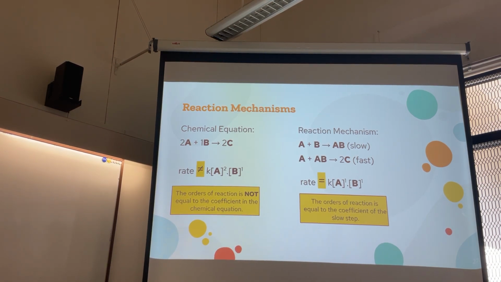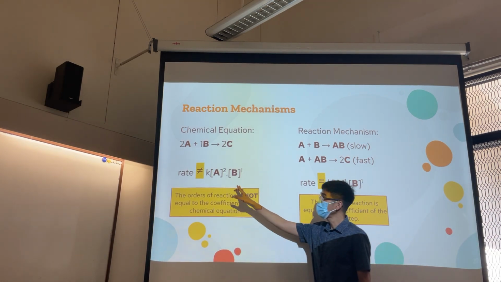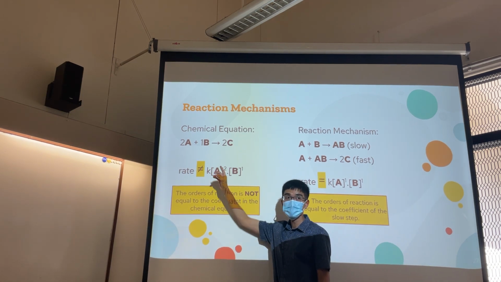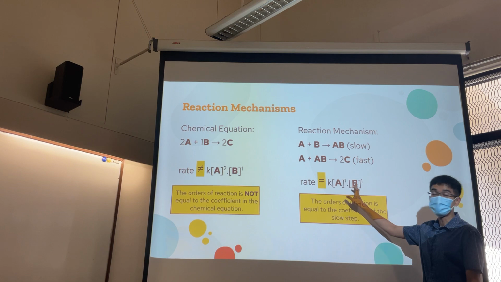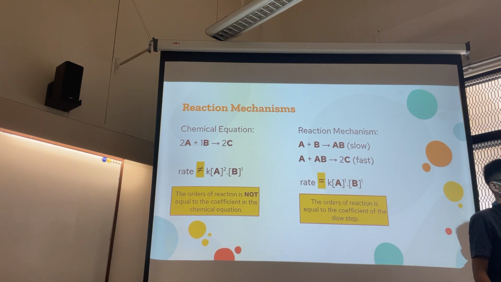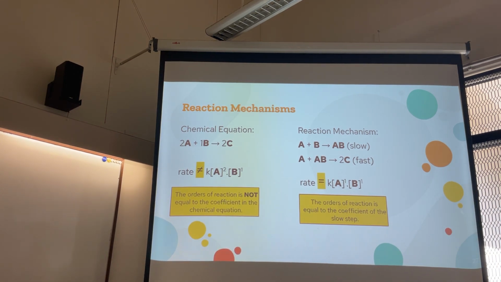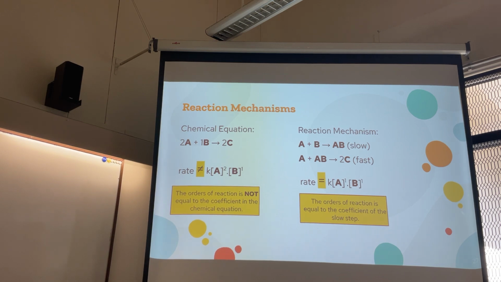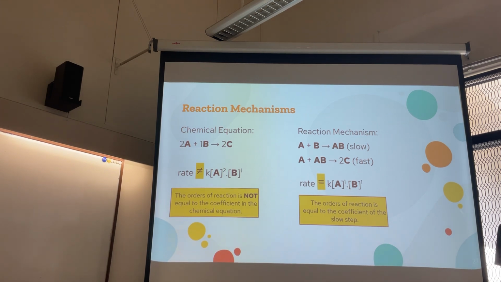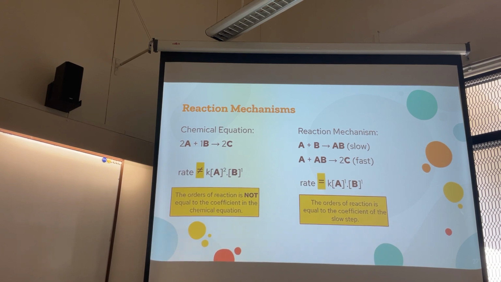Okay, so the second important learning point is the orders of reaction is not equal to the coefficient of the chemical equation, but the orders of reaction are equal to the coefficient of the rate determining step of the mechanism. That is the second important learning point. And you need to understand that the reason is because reaction mechanism is obtained using experimental data. So the orders of reaction is equal to the coefficient of the slow step in a reaction mechanism.